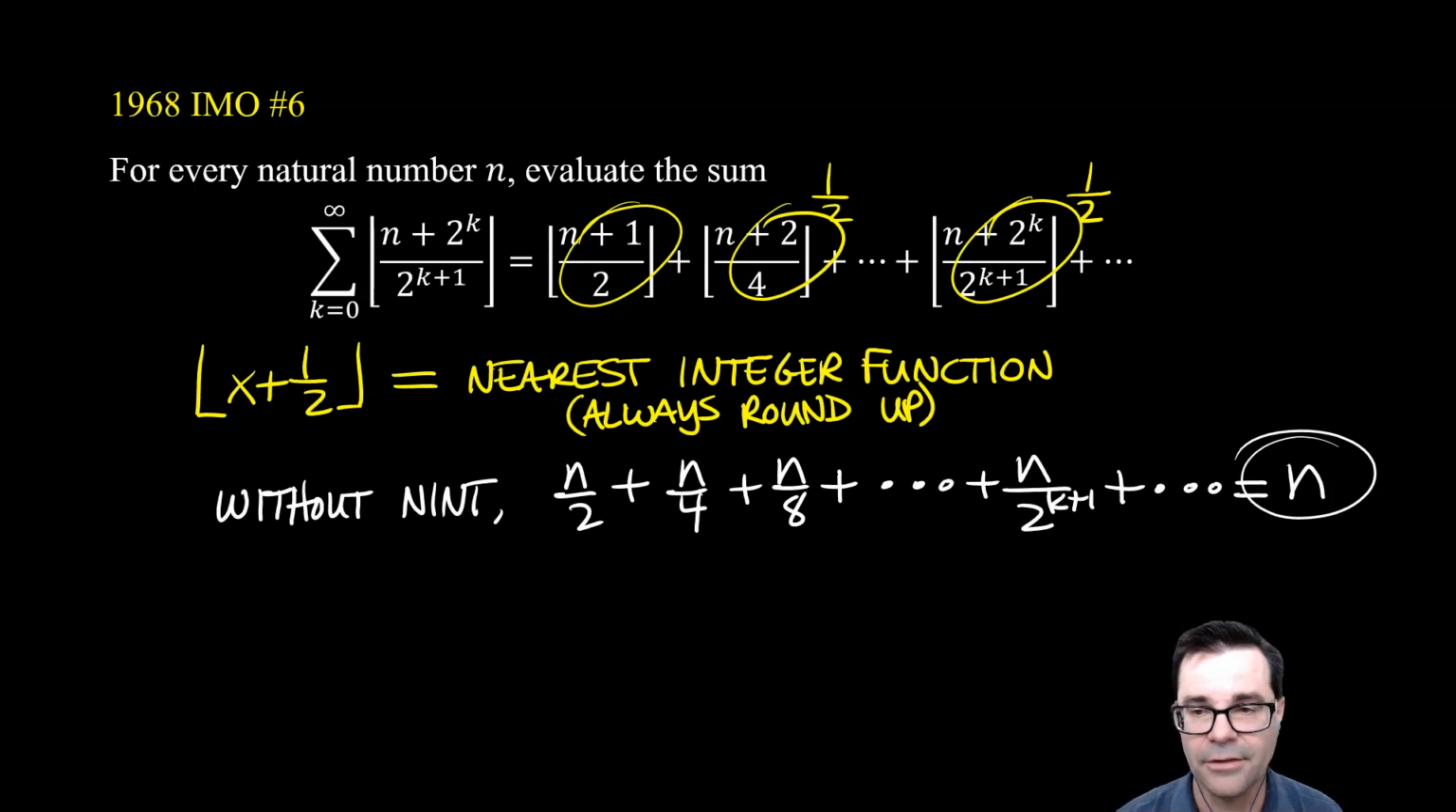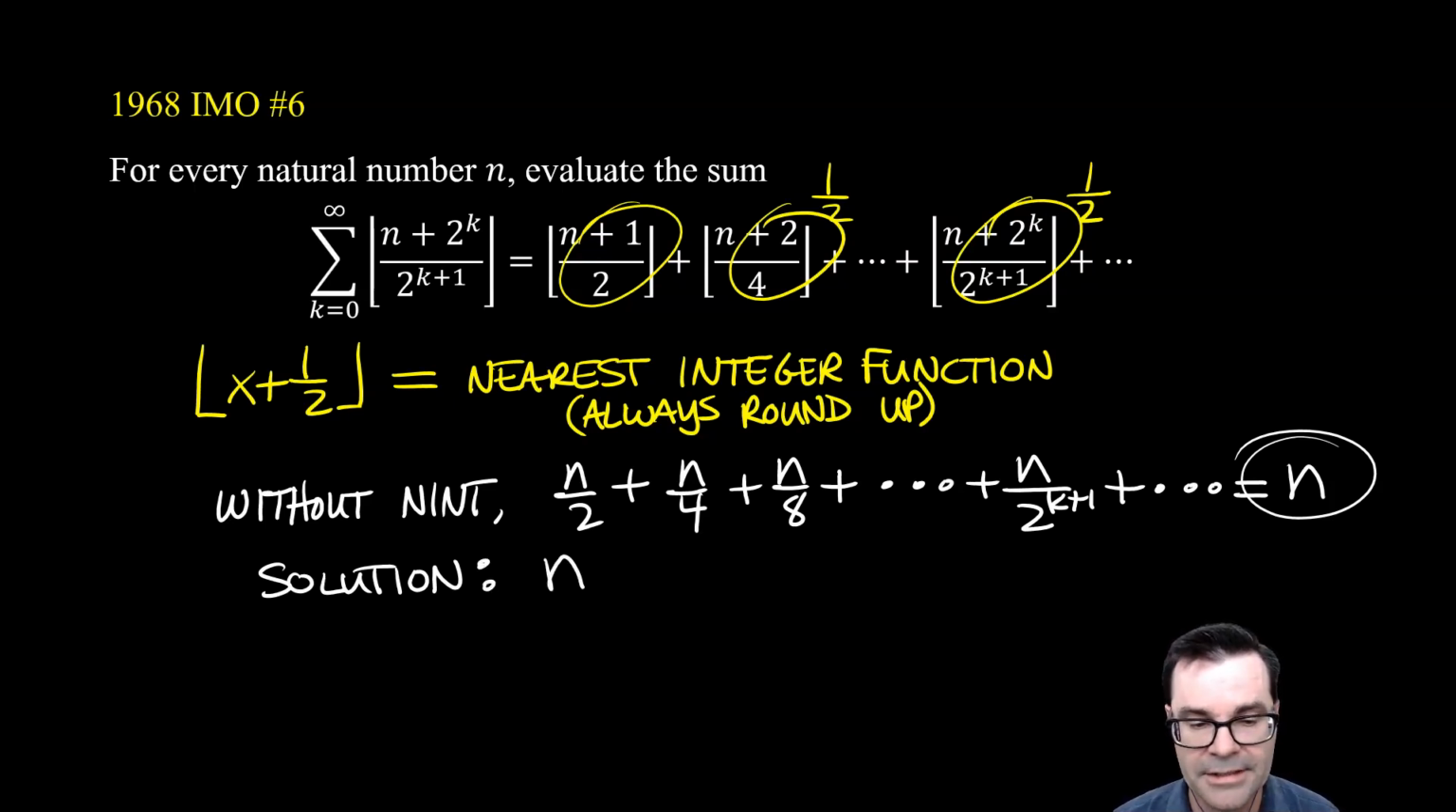Now, as it turns out, I'll just tell you what the solution is. The solution does turn out to be exactly n, which is kind of interesting. So what it's saying is, if I were to add up this geometric series, I would get exactly n. But if I take those same terms and I take the nearest integer to each of those terms with the convention of rounding up, I'll also get n. Kind of an interesting result. It's not obvious why that is.